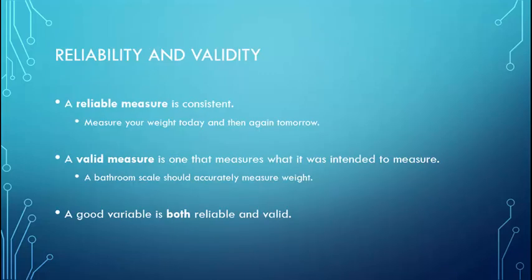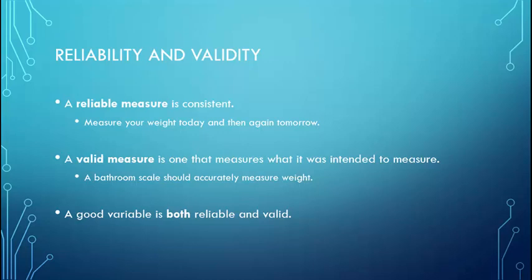Last concept in Chapter 1 is the idea of reliability and validity. Again, you might have talked about this in your statistics class. You probably talked about it or will talk about it more if you take a research methods class. These are two important concepts when you're designing an experiment. A reliable measure, so this can be a questionnaire or some kind of test or whatever it is you're using in your study. You want your measure to be reliable, meaning that it is consistent.